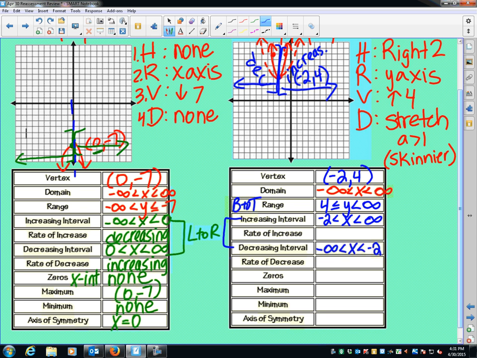All right, and then the rate of increase, the words match, increasing and decreasing. Our zeros, we have none still. It does not cross the x-axis whatsoever. Maximum is none this time. Minimum is -2, 4. And the axis of symmetry is always the x of the vertex, so x equals -2.